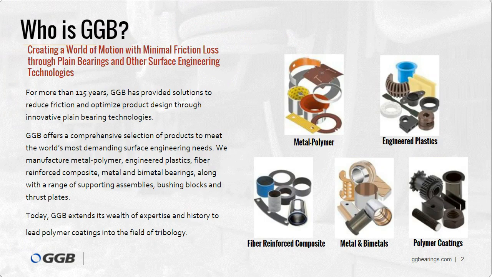Before we do that, we've got to say a little bit about GGB. At GGB, we make polymer bearings of many different kinds. As it says here, we make metal polymer, engineered plastics, which are molded bearings. We make fiber resin composites. We make polymer coatings, and we do some stuff in metals.